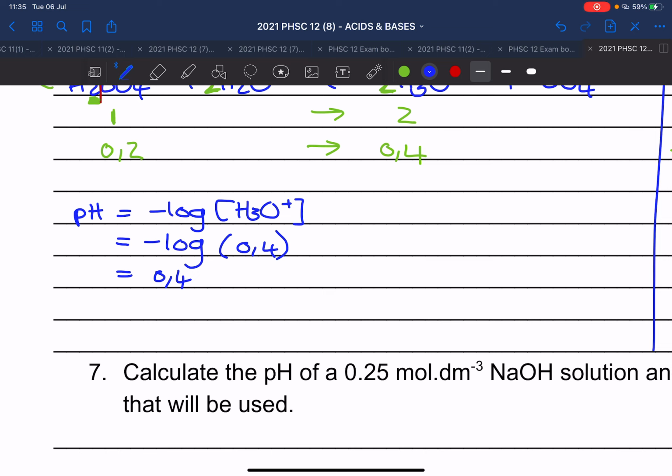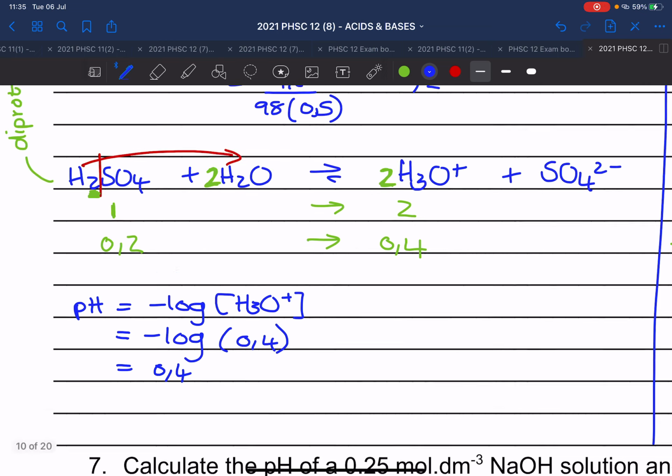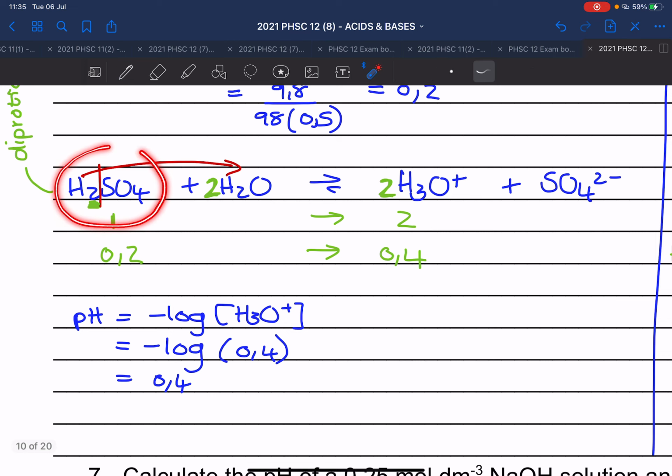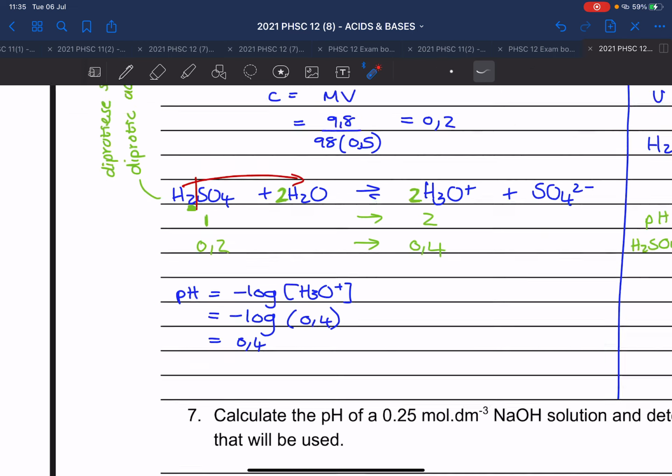Okay, does this make sense? Maak dit sin, dit is 'n baie lae pH. A very low pH, very close to the acidic side. So we must be working with a strong acid. Are we working with a strong acid? Yes, we are. Okay, goed.